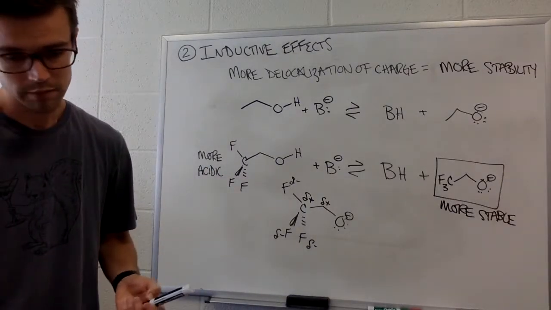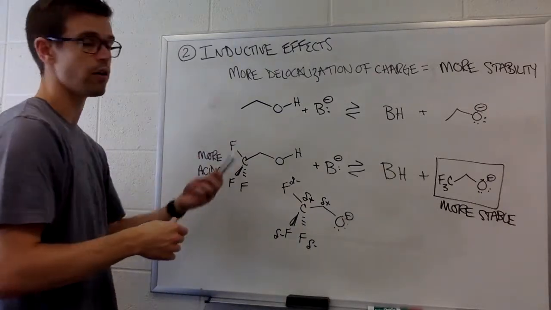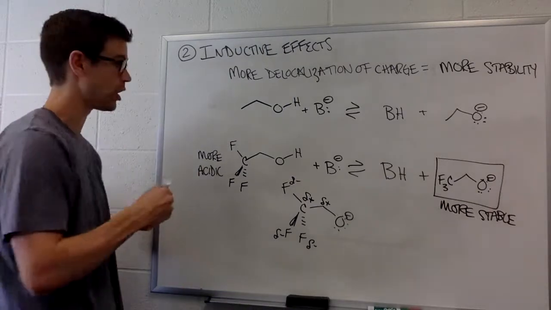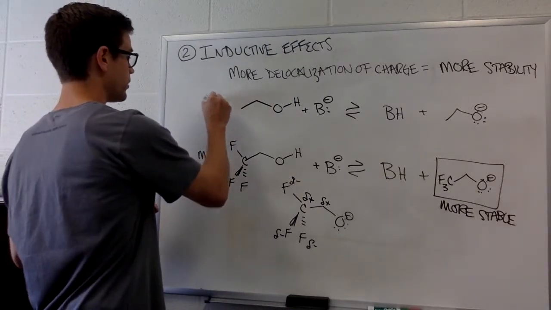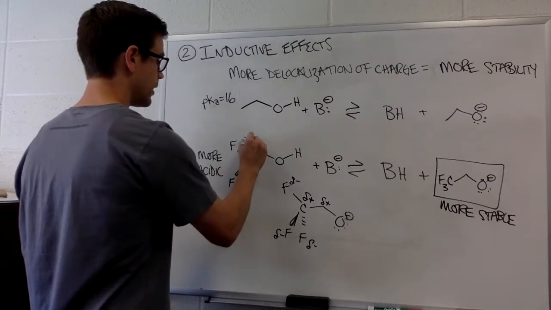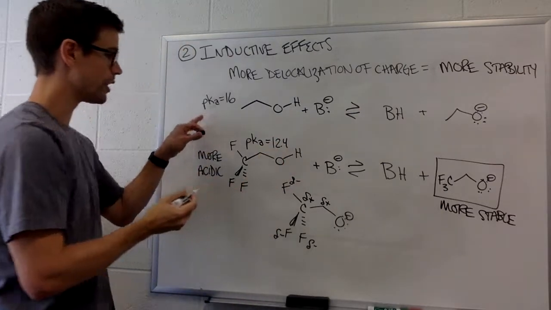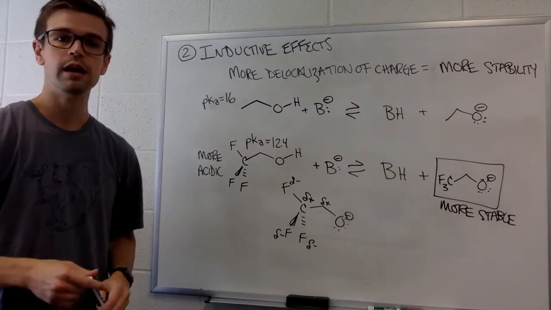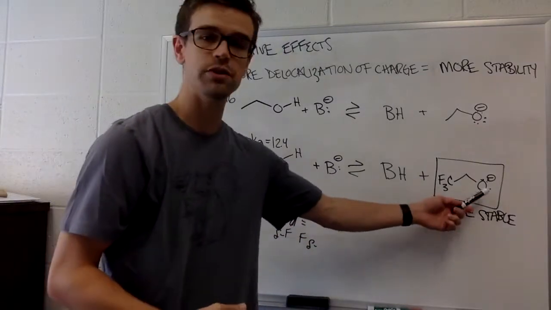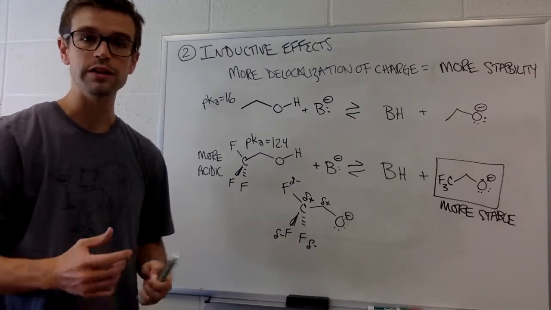And so how does that manifest itself in pKa value? Ethanol, we had to learn that pKa value in that pKa chart. Ethanol's pKa value is 16. It turns out trifluoroethanol has a pKa of 12.4. So we lost multiple pKa units because of that induction that stabilizes the negative charge of the conjugate base. So that is how induction works.